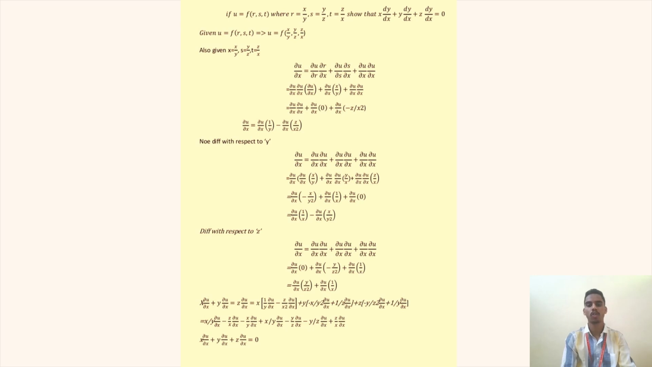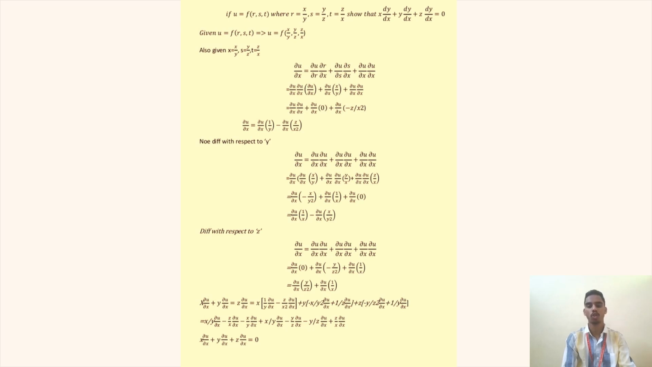Now differentiate with respect to y. Dou u by dou y equals dou u by dou r into dou r by dou y plus dou u by dou s into dou s by dou y plus dou u by dou t into dou t by dou y, which equals dou u by dou r of minus x by y squared plus dou u by dou s of 1 by z plus dou u by dou t of 0, which equals dou u by dou s into 1 by z minus dou u by dou r into x by y squared. Now we have to differentiate with respect to z.